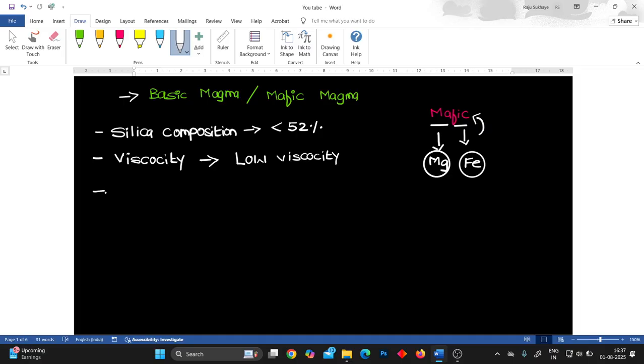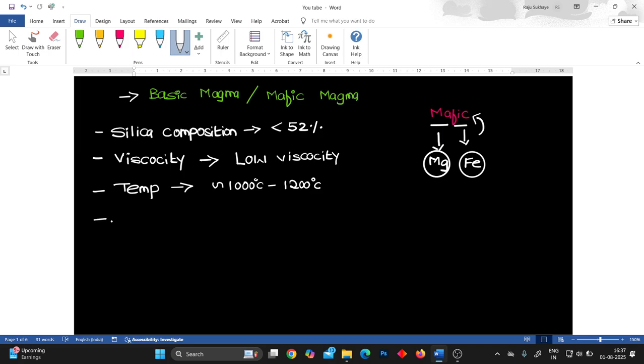So after that, the next point we'll be seeing is the temperature. The temperature of the basic magma will be approximately between 1000 degrees Celsius to 1200 degrees Celsius. Okay, so this is the temperature of this basic magma.